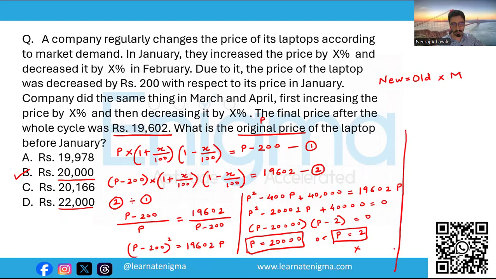Now, if we are asked what is the value of X, we can easily do it because whenever there is successive percentage change of X% increase and X% decrease, resultant is always X square upon 100 percentage decrease. And that is given to us as 200 rupees.